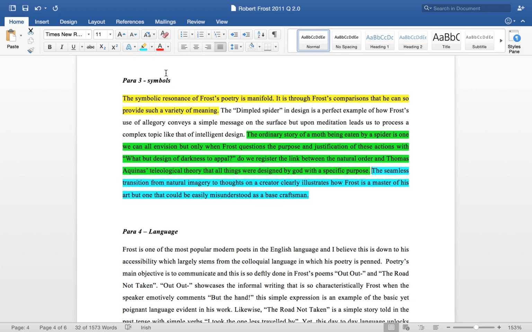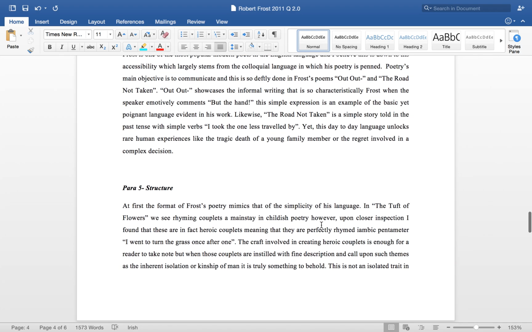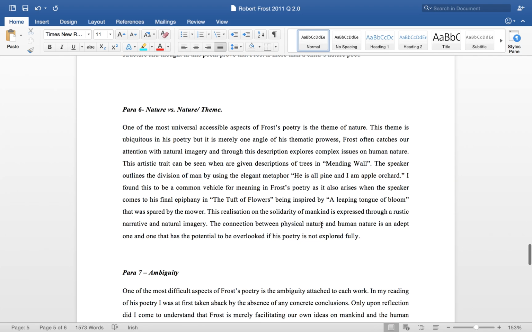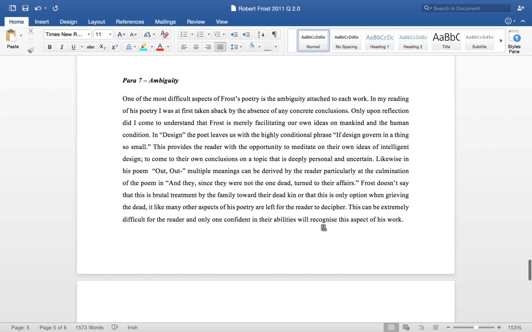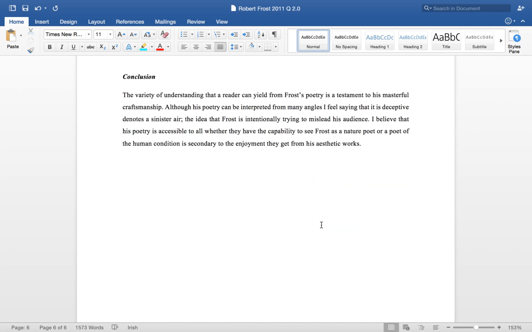So this is me just saying, you can read it in a very simple way, where Frost seems like a very simple poet, or you can look at it in a much deeper way and see the true craftsmanship of his poetry. So I'm going to just have a look at perhaps my ambiguity paragraph, and then we can move on to the conclusion and we can just hammer home what exactly I want from you guys.